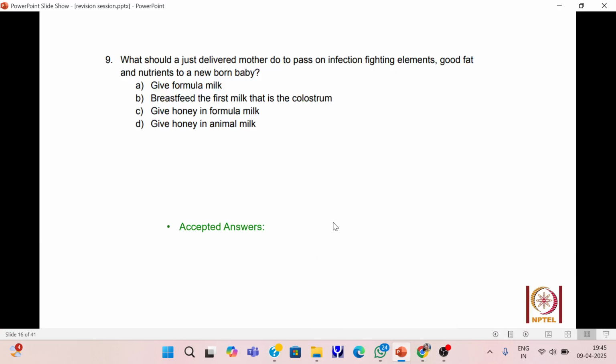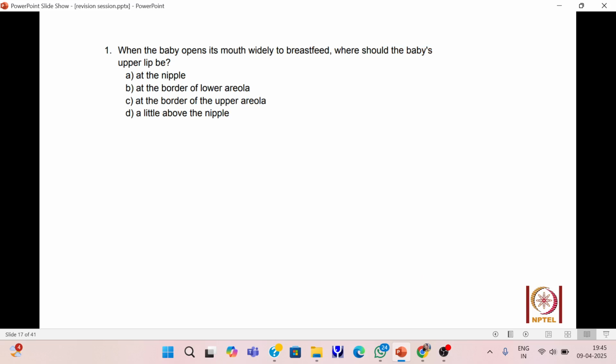Let's see what is the correct answer. It is B. Breastfeed the first milk, that is the colostrum. When the baby opens its mouth widely to breastfeed, where should the baby's upper lip be? At the nipple, at the border of lower areola, at the border of upper areola, a little above the nipple. Start answering.